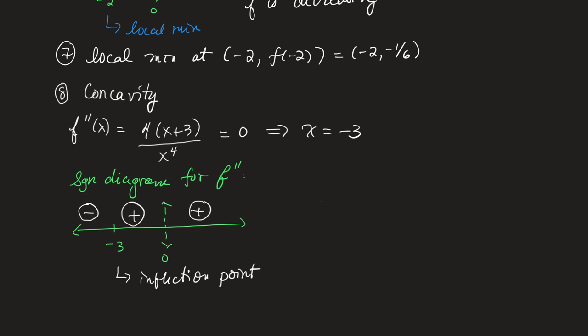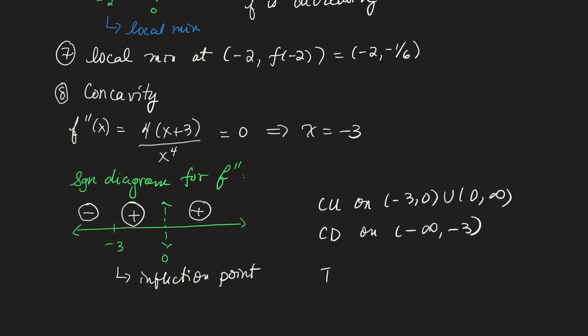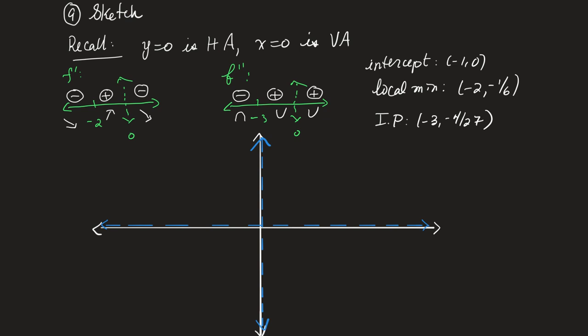Let's record our intervals of concavity. So this function is concave up on minus 3 to 0, union 0 to infinity, and it is concave down on minus infinity to minus 3, and I have an inflection point at minus 3, f of minus 3, and if I throw that into the original function, that point is minus 3 and minus 4 over 27. Now I'm ready to sketch my curve.